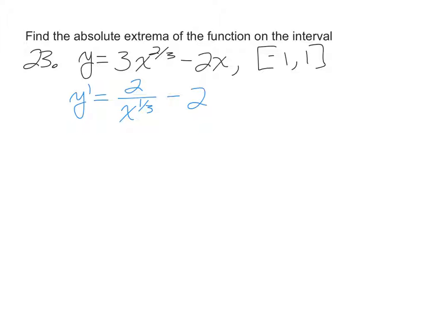You'll notice here that we have an x in the denominator. So when we find out what the restricted value is here, we take the denominator, set it equal to 0, and get x equals 0 after you cube both sides. This is where y prime is undefined.